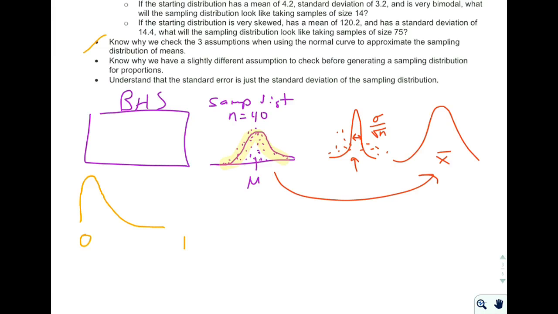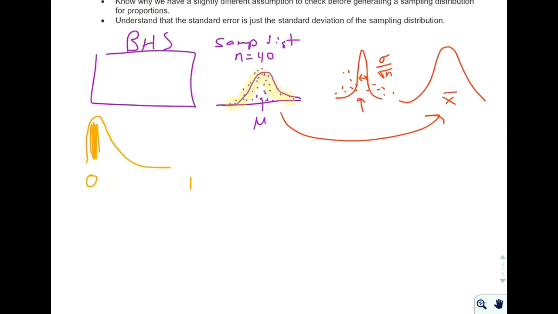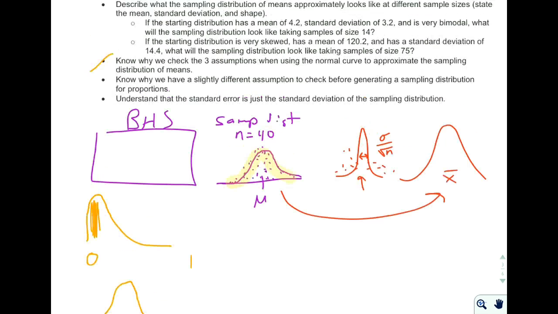And those of you that have collected data and put it in StatKey where you have this very small number of successes or small number of failures, you'll see that it bunches up against that edge and causes a skewed distribution. So when we're trying to make sure we have a normal curve, if we have enough successes and enough failures, at least 10 of each, we tend to get a more normal looking distribution. So that's why it's a little bit different for proportions.